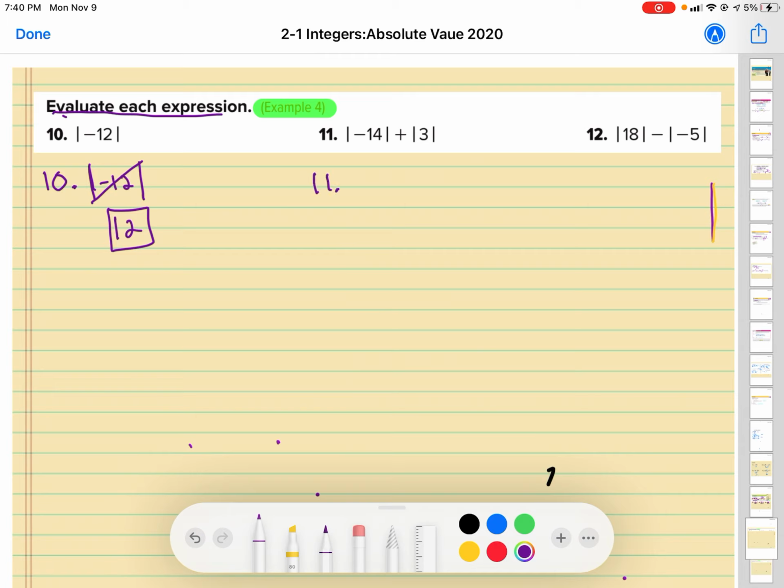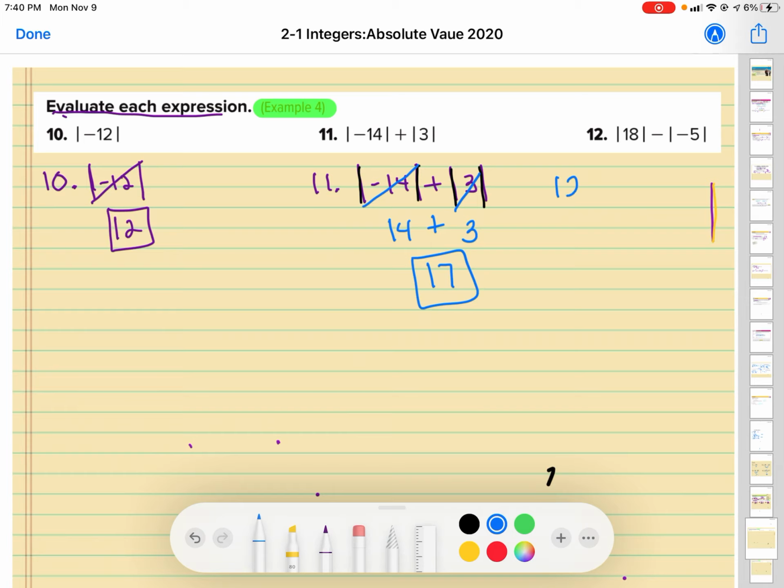Number 11, I've got the absolute value of -14 plus, ooh, felt like something funky was going to happen there, the absolute value of 3. Maybe on those I should make them darker so you can see them. That's better. So now we'll clear away. The absolute value of negative 14 is 14. Bring down my plus sign. Absolute value of 3 is 3. 14 plus 3 is 17.